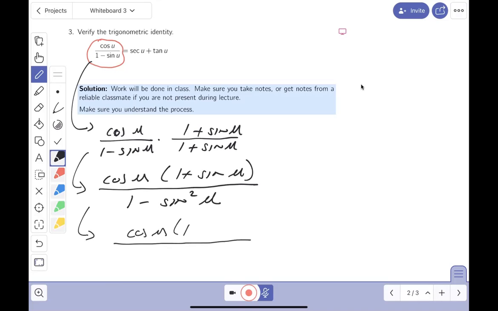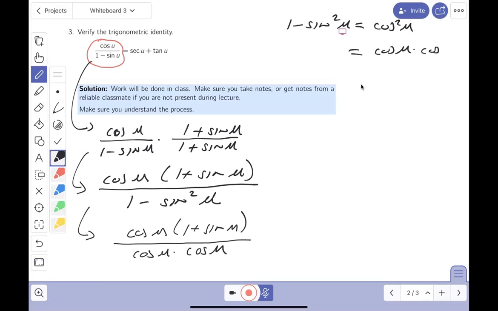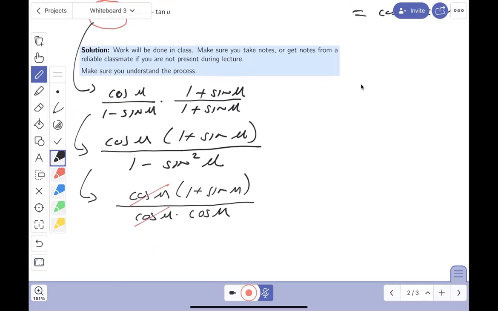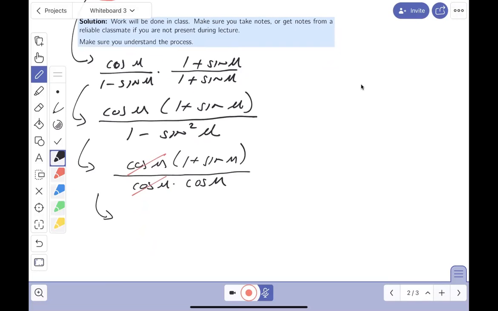Cosine u, 1 plus sine u, and 1 minus sine squared u is cosine squared u, which means cosine u times cosine u. What's nice about this? Although conditionally, these things cancel off. All right, let's keep going. I'm going to split into 2 terms now. What are you going to get here? 1 over cosine u plus sine u over cosine u.